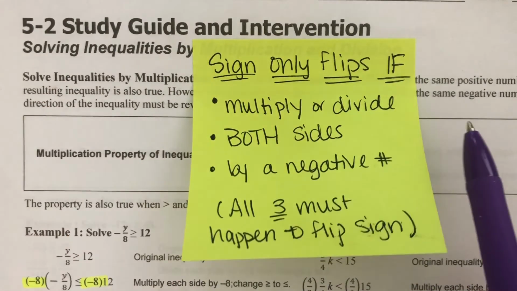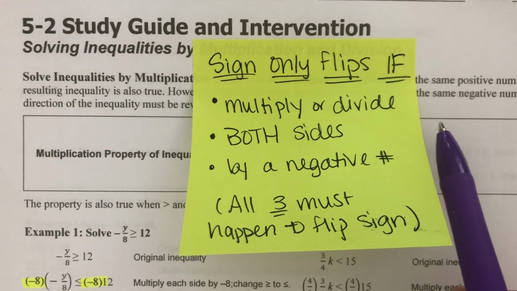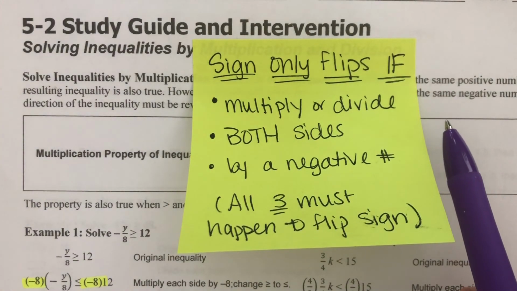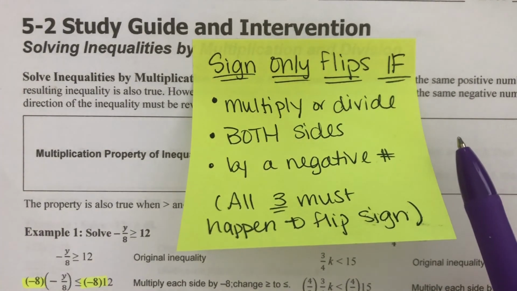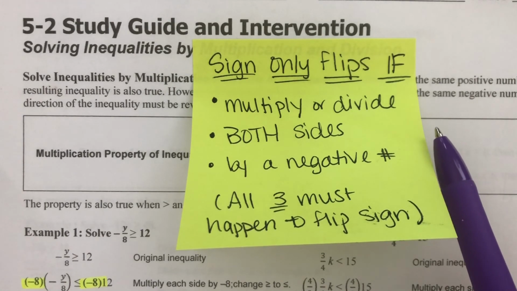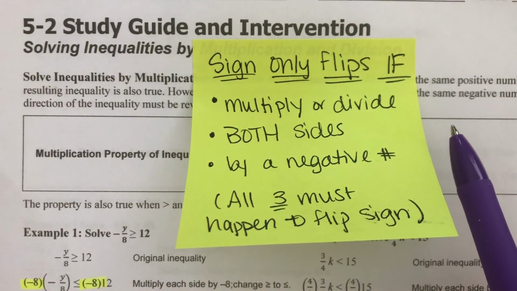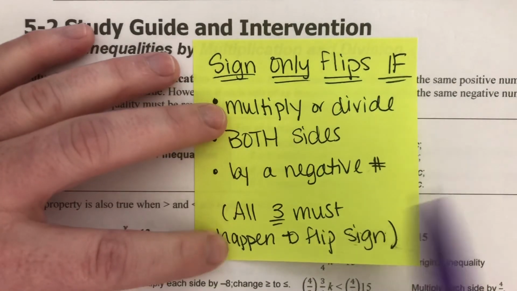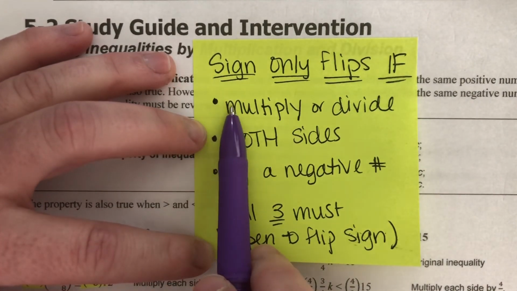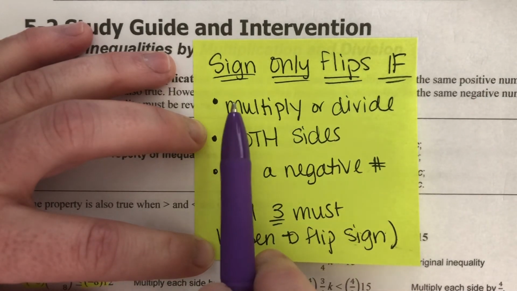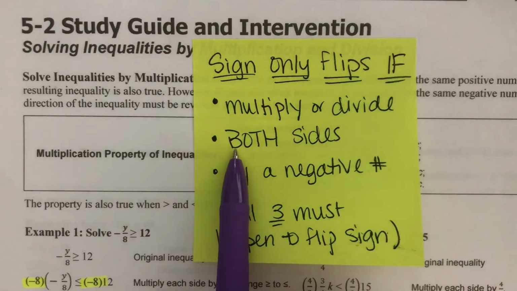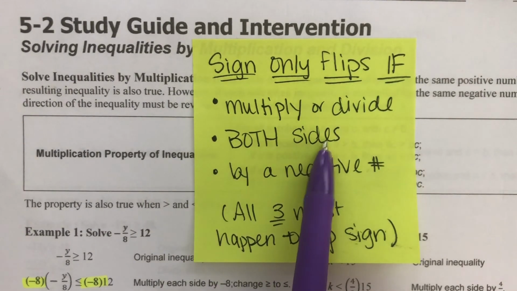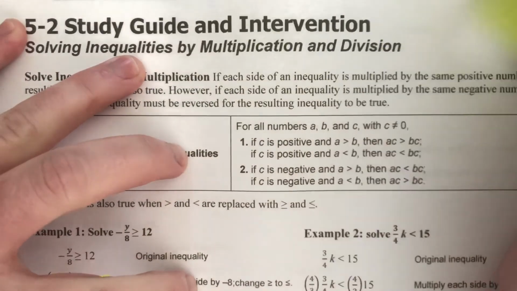So if we're multiplying or dividing by a positive number, nothing changes. Our sign stays the same. We solve just like we did with addition and subtraction, done. If we multiply or divide by a negative number, not only are we solving, but we also have to flip our inequality sign, okay? So all three of these must be true. We have to either multiply or divide, not add or subtract, multiply or divide both sides of our inequality, not just one side, both sides by a negative number, okay?